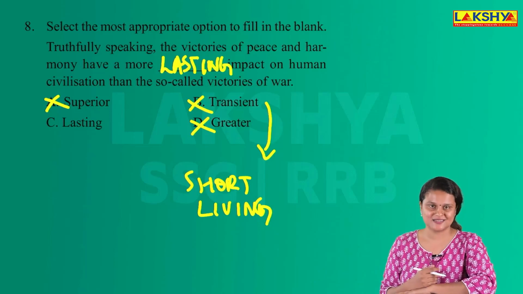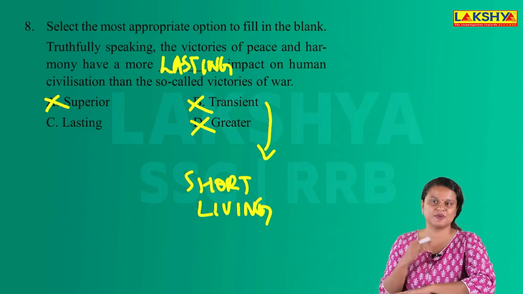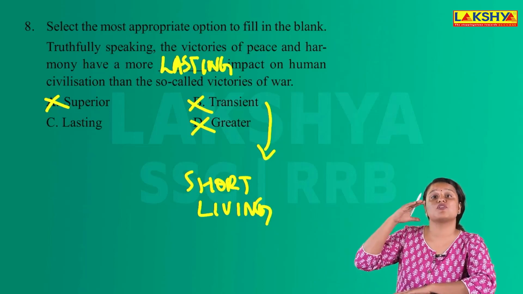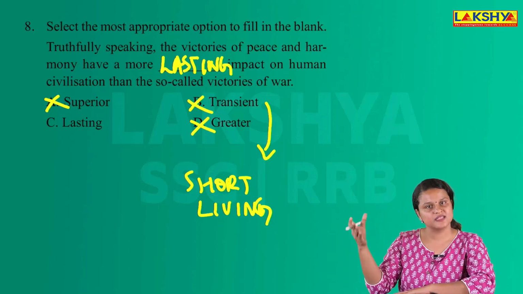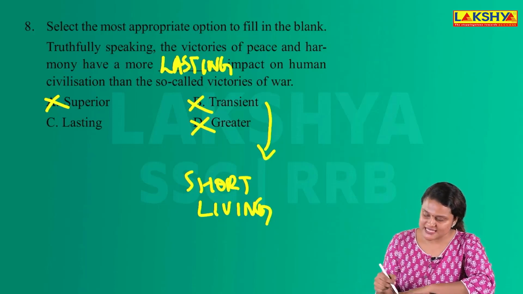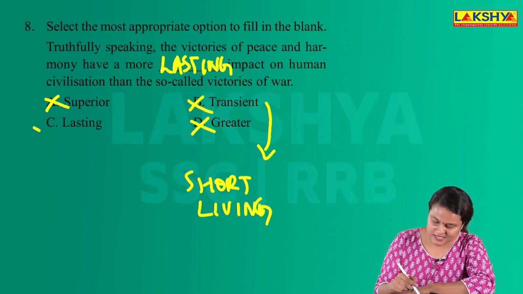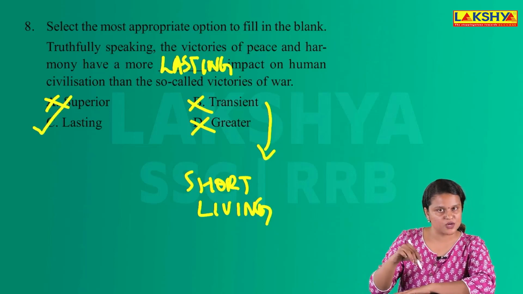Seasons are transient because no season will be there forever. After spring, another season will come. Okay, so transient means short living. So the answer is lasting according to the context. Clear?